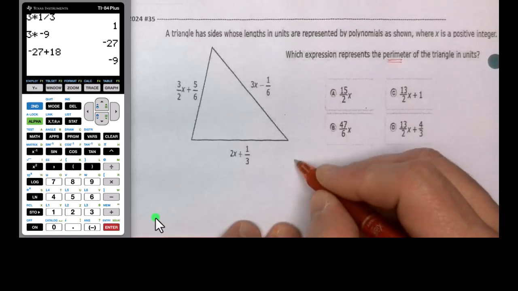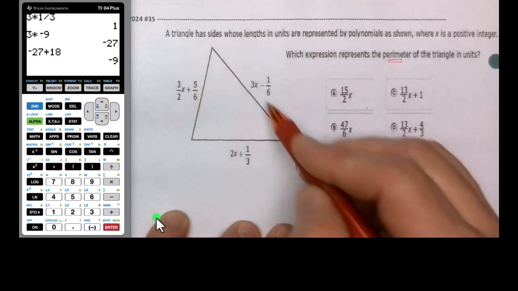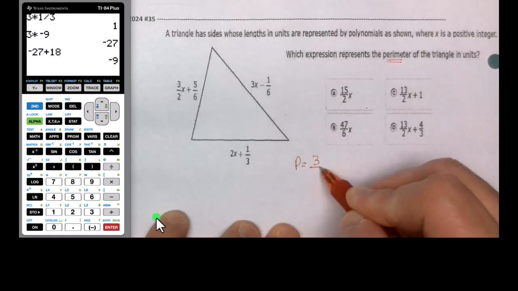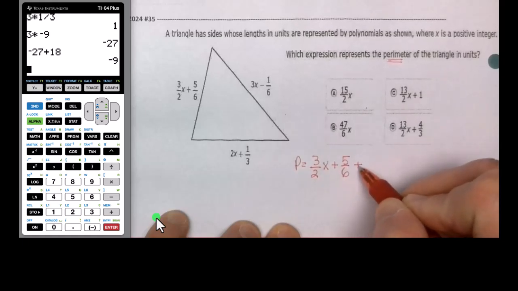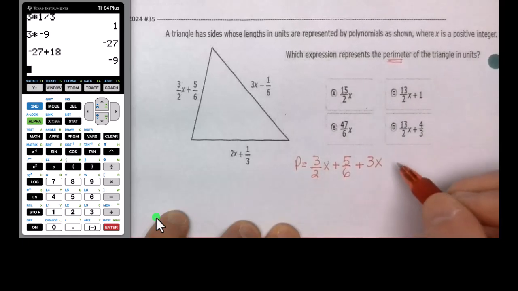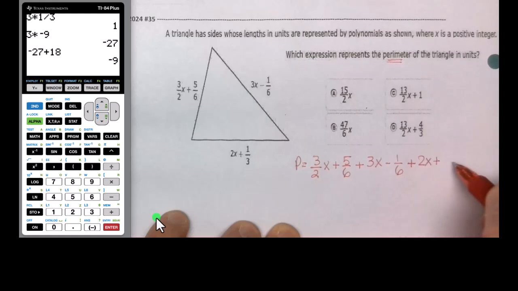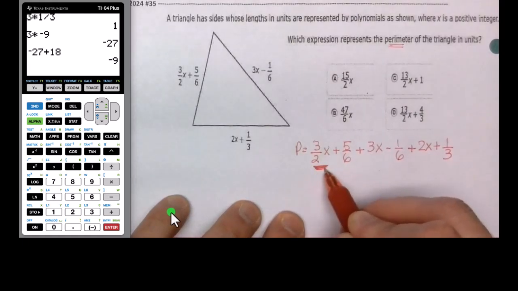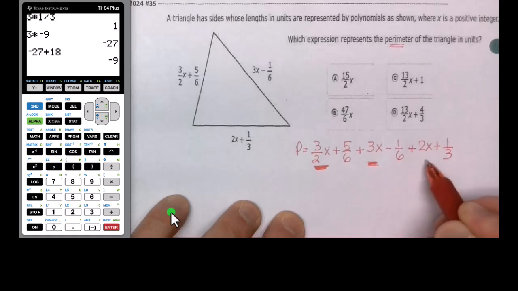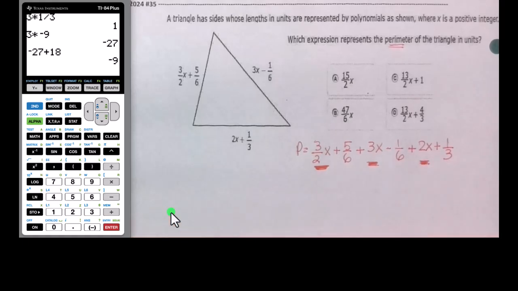Okay, so perimeter is you add all the sides. So we're going to write 3/2 x plus 5/6 plus 3x minus 1/6 plus 2x plus 1/3. So let's see who can we combine. We're going to combine this one with 3x and 2x.